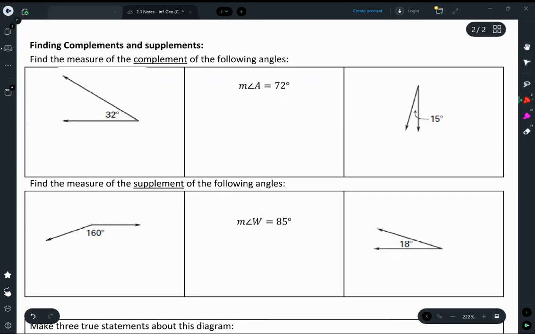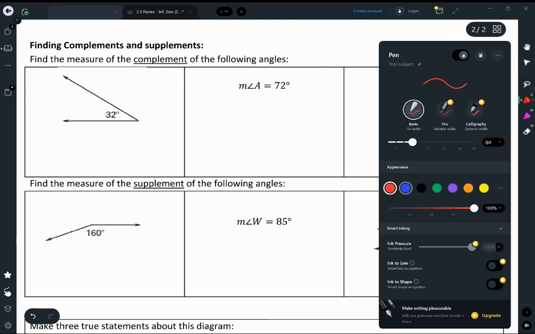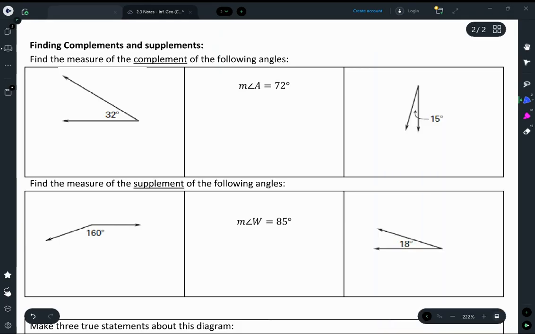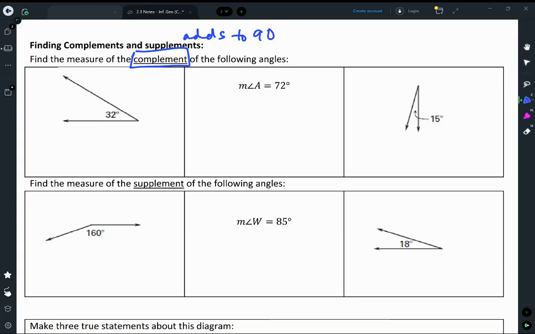So now we're going to go through and find our supplements and complements. So if I am finding, it says the complement of an angle here. Remember, a complement means they add to 90 degrees. So the long way of thinking this through is to say, well, I want to find the angle. If I take and add whatever that angle is to 32, I am going to get 90. So how do I get that angle? Well, I would need to subtract from 90. And I could look at it as solving an equation. And this would make 58. And so my complement would be 58 degrees.